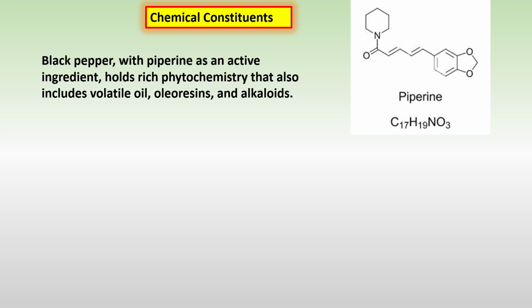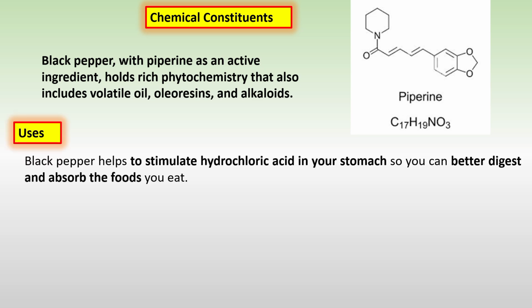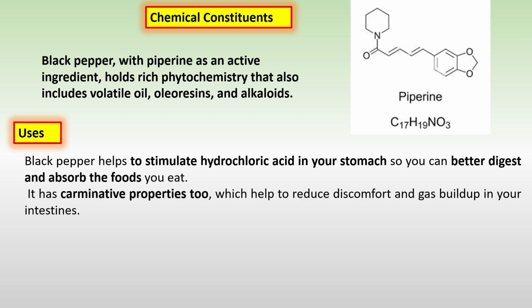C17H19NO3. Black pepper, with piperine as the active or main ingredient, holds a rich phytochemistry that also includes volatile oil, oleoresin, and alkaloids. Uses of black pepper: it helps to stimulate hydrochloric acid in your stomach, so you can better digest and absorb the food you eat. It has a carminative property too, which helps to reduce discomfort and gas buildup in your intestine.